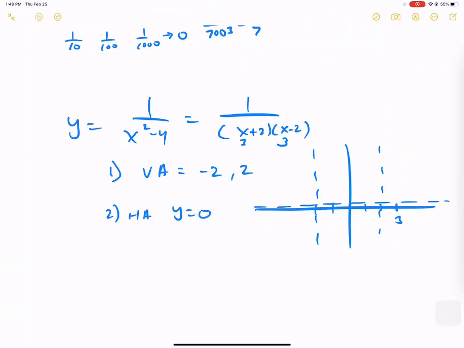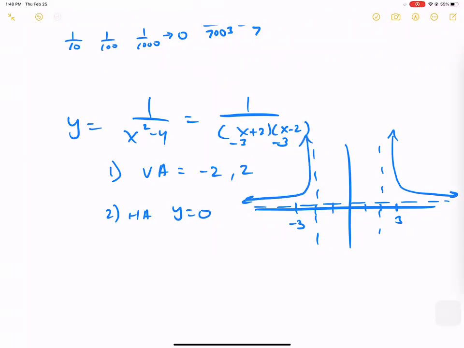Let's look on the left side. If I plug in negative 3, see negative 3 is next to my negative 2. If I plug in negative 3, this becomes negative, and this is also negative 3 minus 2, negative 5. What's a negative times a negative? Still a positive. We know our answer is going to be on top. We're going to be up on top up here. The left side will always be stuck in that corner.